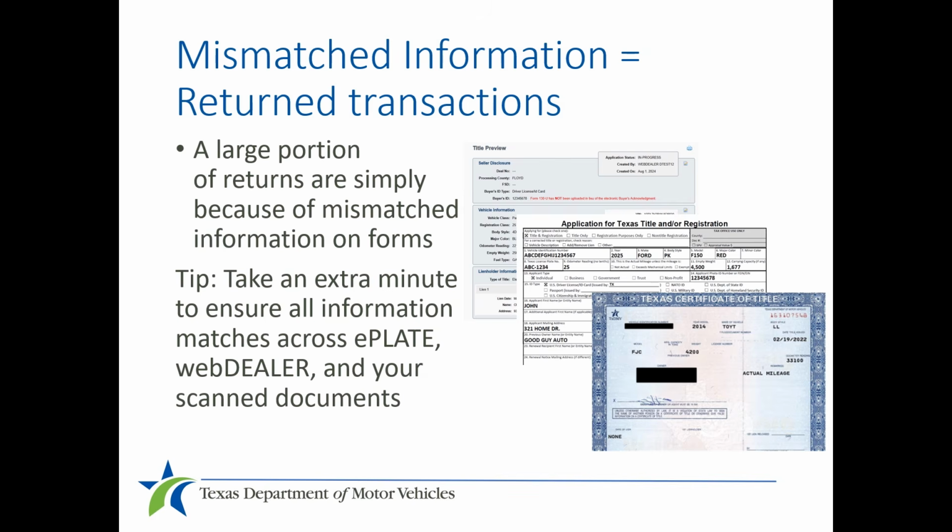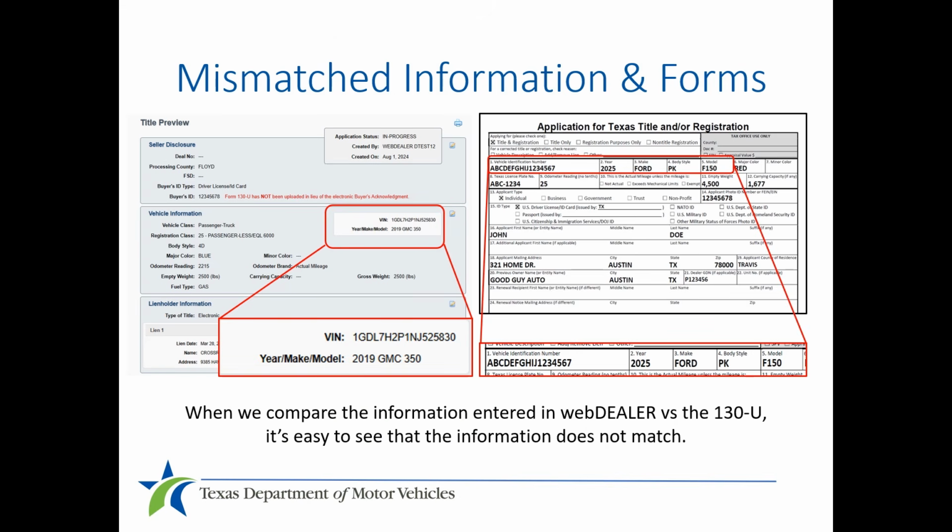Let's look at an example. In the example shown on this slide, you could immediately see that the vehicle information entered into webDEALER doesn't match the information shown on the uploaded 130U. This type of error is usually caused by uploading the wrong document as part of the transaction. The good news is that these mistakes are highly preventable. The next slide covers a few simple practices that can greatly reduce the chances of this happening.